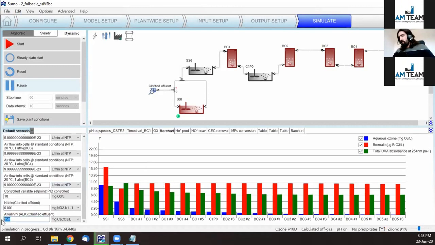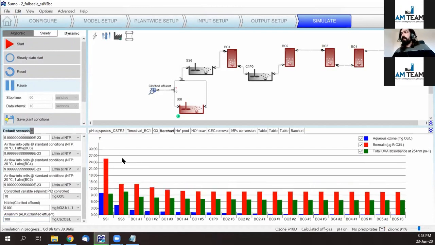But what is also very important in this net of reactions is the alkalinity, so the inorganic part of the carbon, which has a very strong impact on radicals, and therefore also on bromate formation. So with the same profile of ozone, fairly the same, we have a larger production of bromate only due to alkalinity.